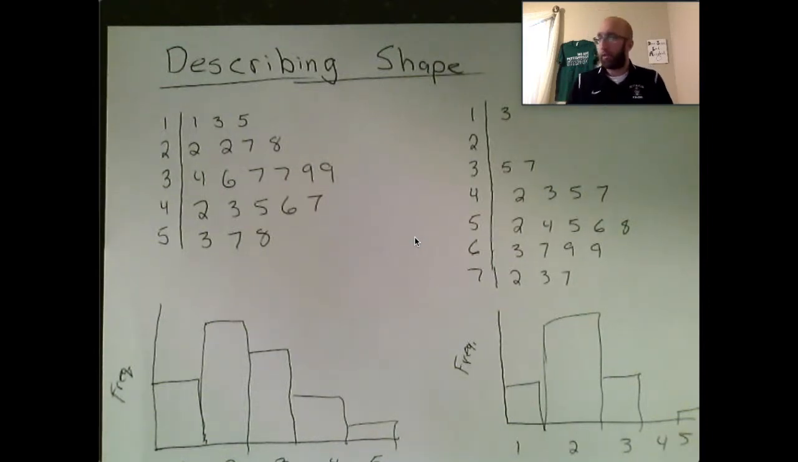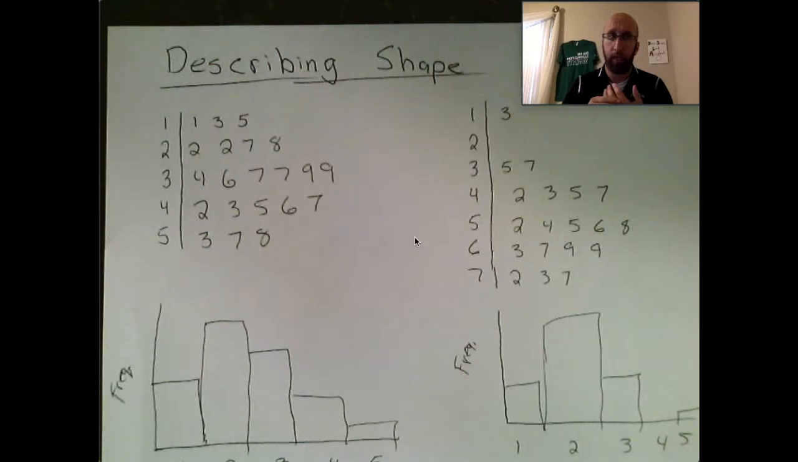Everybody. So I'm making a series of videos here that is going to be all about describing a distribution. In order to describe a distribution, what you're going to need to do is draw some sort of picture. So you need some sort of graphical display of the data, whether that is a stem and leaf plot, a histogram, a dot plot, a box and whisker plot, whatever.